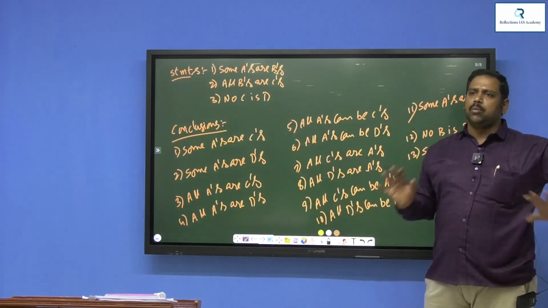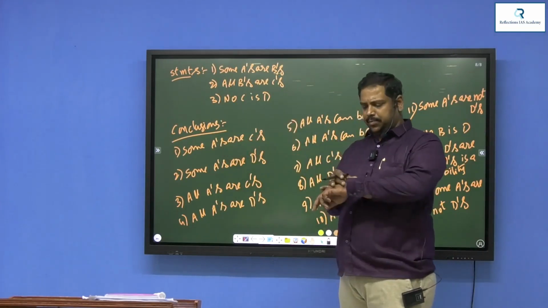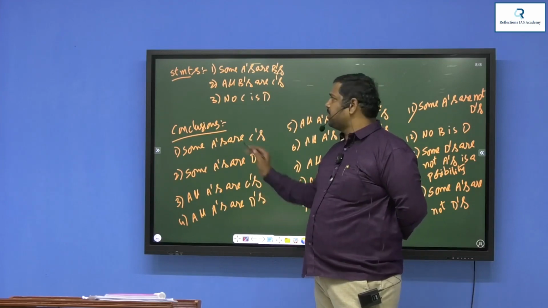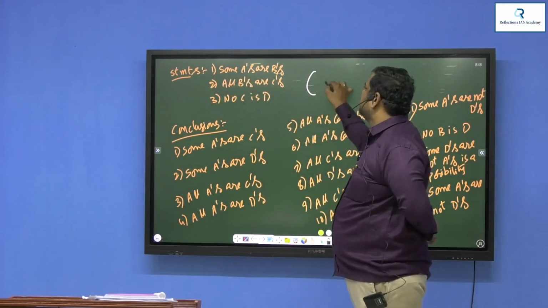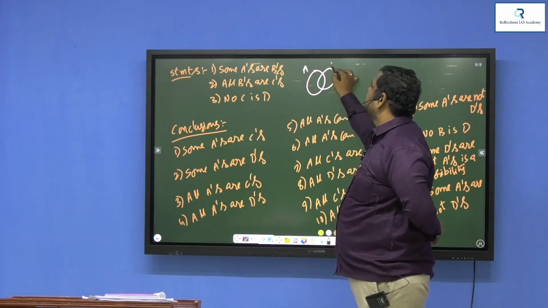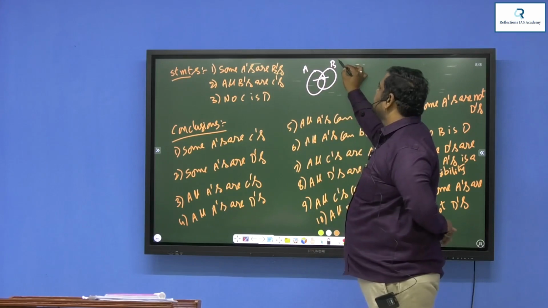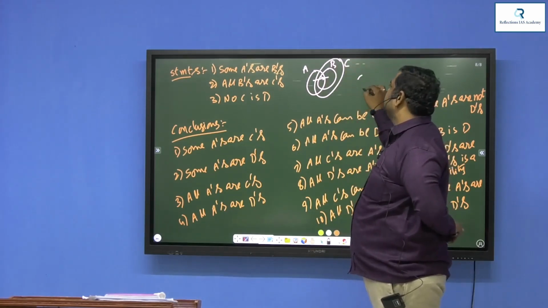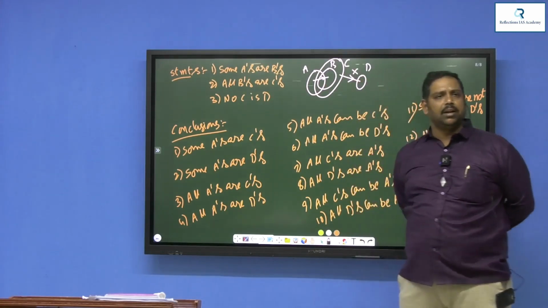I am going with only definite positive conclusions. First one: some A's are C's. It is definite positive. First I have to draw the basic diagram, right? Some A's are B's. This is the basic. These two have a relation, so this symbol. All B's are C's. No C is D. C and D have no relation, so you should put a mark. Basic diagram is completed.